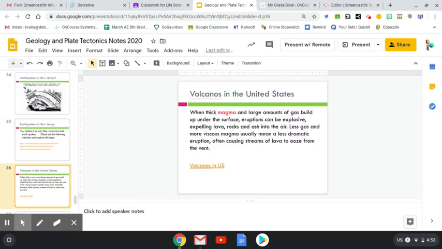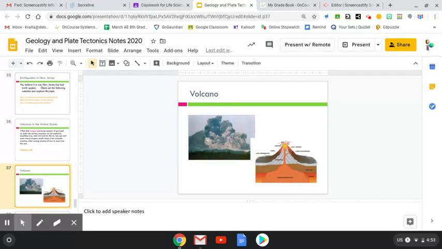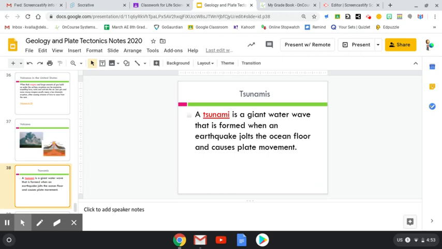Lastly, volcanoes in the United States. When thick magma and large amounts of gas build up under the surface, eruptions can be explosive, expelling lava, rocks, and ash into the air. Less gas and more viscous magma usually means a less dramatic eruption, often causing streams of lava to ooze from the vent. When you think of a volcano, you think of the magma and lava exploding out of the volcano. Realistically, that's how most volcanoes act. But you can see here, this is Mount St. Helens, I'm sure you've heard of that before. It didn't go up as expected. It went out the side when it erupted.